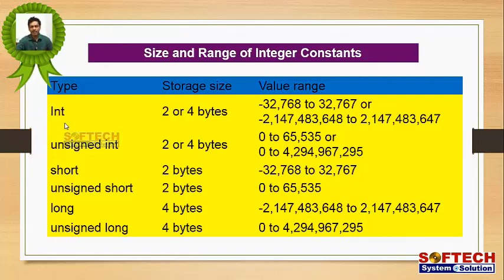What are the type modifiers? They are short, long, signed, unsigned. There are 4 type modifiers available in the C language. The first is short, the second is long, the third is signed, the fourth is unsigned. Short and signed are the default ones.